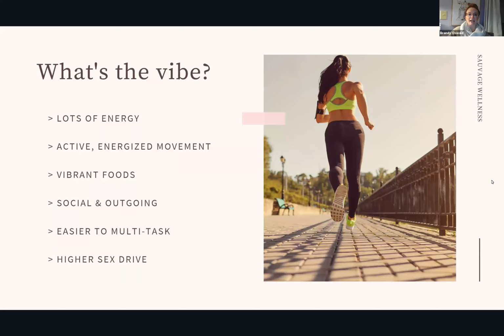So what's the vibe of ovulation? These photos are so funny in Canva. They just have generic people running or laying around. So there wasn't a lot of body diversity. I really searched, but this is what we've got.